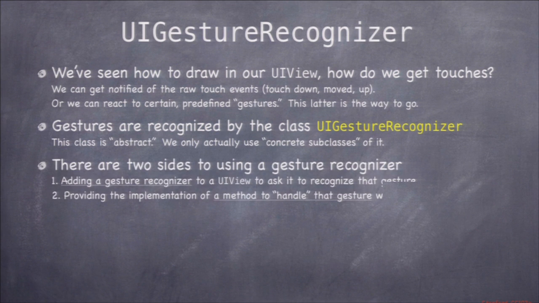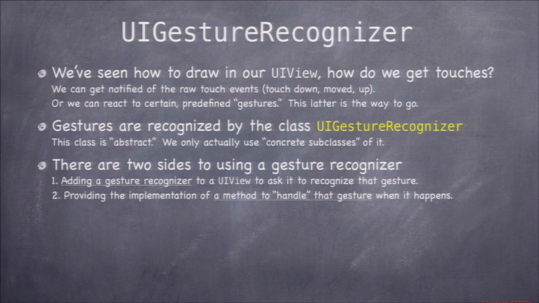There are two parts to using a gesture recognizer. Number one, you have to create a gesture recognizer and add it to a view. You can only add a recognizer to a view because views are the ones that have a coordinate system to know where the touches were that caused the gesture to happen. And then number two, you have to provide a handler, a method to call when the gesture happens or is happening. If it's a pinch, that gesture handler is going to get called a lot as the pinch goes out and in, or if it's a pan. But if it's a swipe or a tap, you're just going to get called once.